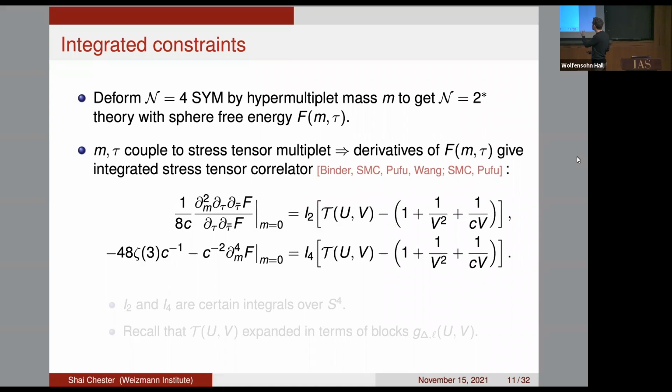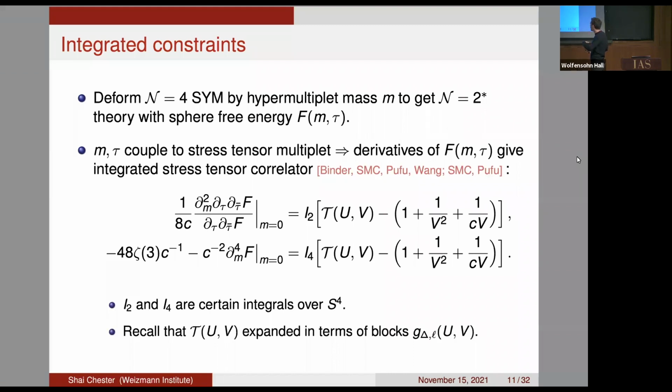So this was shown in these previous papers, and these constraints take the following form. So you see that on the left-hand side, we're taking various derivatives of mass and tau. In one case, we take 2 derivatives of mass and 2 derivatives of tau. The other case, we take 4 derivatives of mass. And these relate to breaking down 4 stress tensor operators and then taking an integral. So they give integrated 4-point function. So the precise form of these integrals I2 and I4 I won't show, but they're given in our paper, and they're just certain integrals over S^4.